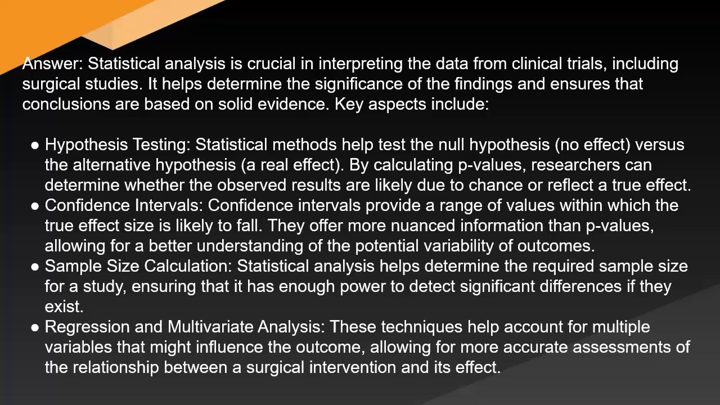Confidence intervals. Confidence intervals provide a range of values within which the true effect size is likely to fall. They offer more nuanced information than p-values, allowing for a better understanding of the potential variability of outcomes. Sample size calculation. Statistical analysis helps determine the required sample size for a study, ensuring that it has enough power to detect significant differences if they exist. Regression and multivariate analysis. These techniques help account for multiple variables that might influence the outcome, allowing for more accurate assessments of the relationship between a surgical intervention and its effect.